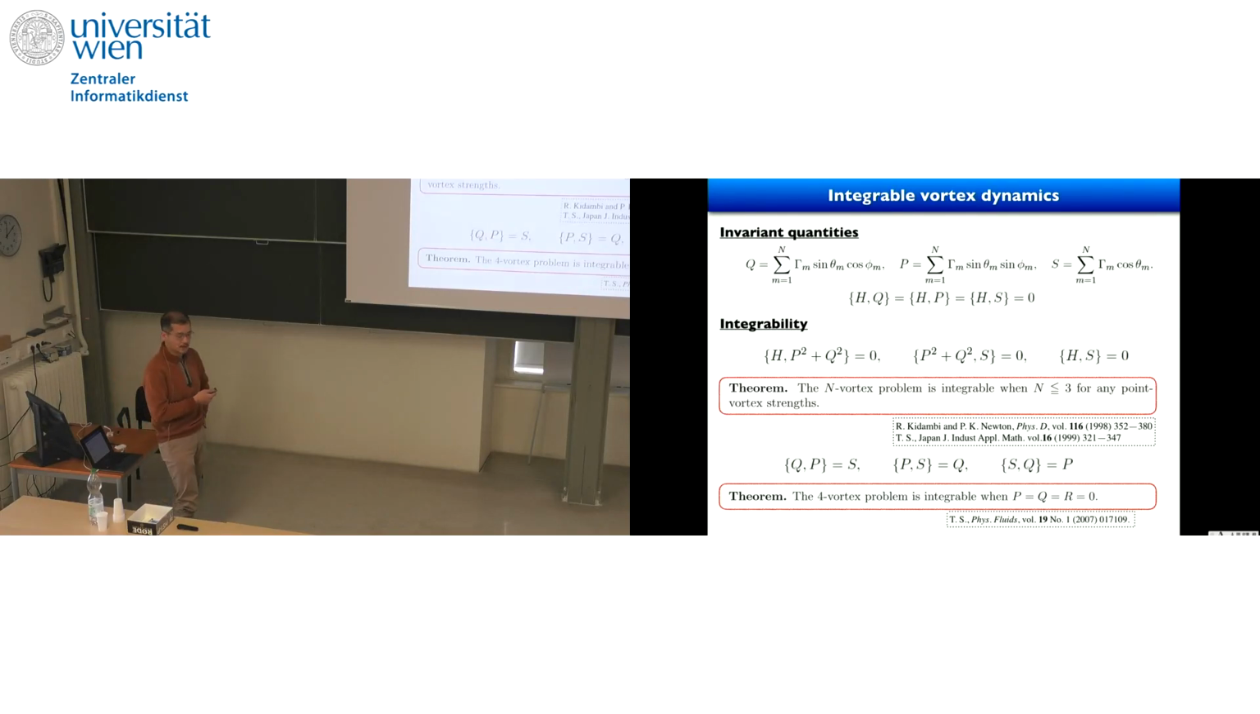So when we introduce the three quantities, Q, P, and S, which are a summation of the X component, the Y component and the Z component on the sphere, then these quantities are invariant. In addition to that, these quantities are in involution with the Hamiltonian by using a Poisson bracket. And also, P squared plus Q squared, S and H are in involution with each other.